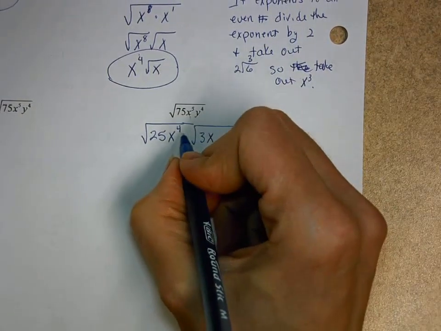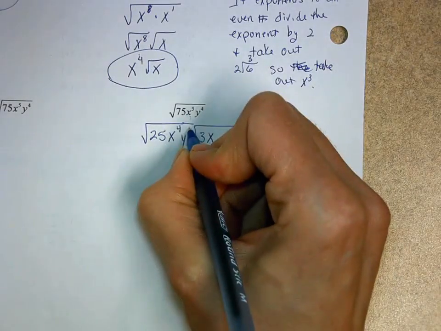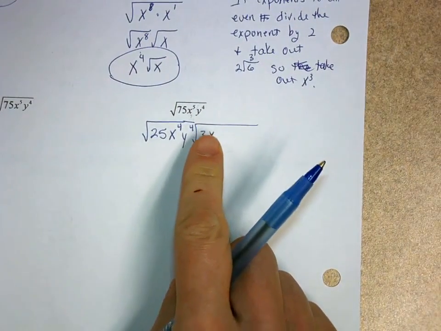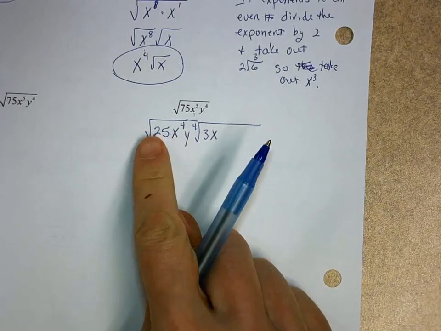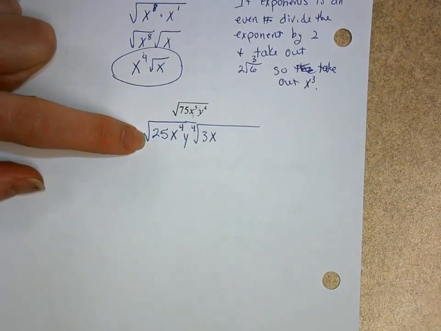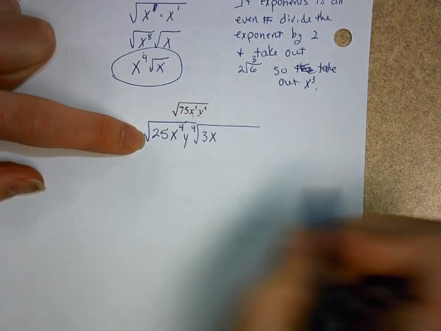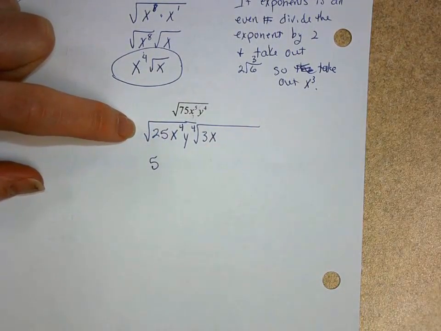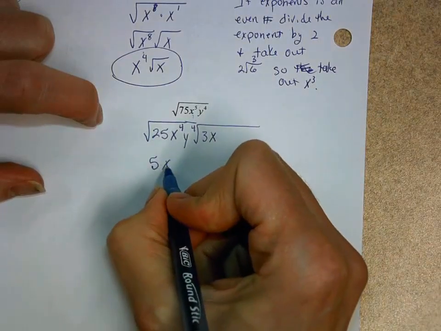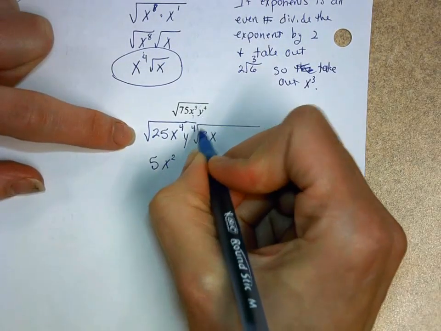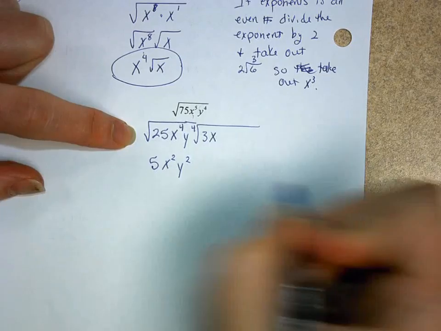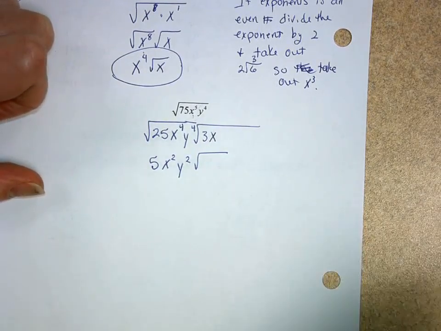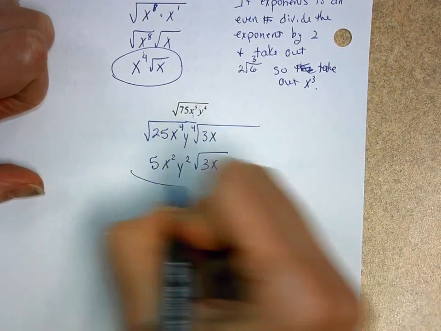It's going to be the one on the left, right? Because it's even, so it's y to the 4th. Now I should be able to take the perfect square number of every one of these. What's the square root of 25? What's the square root of x to the 4th? X squared. And then what's the square root of y to the 4th? Y squared. And then what comes along is what's left on the right, square root of 3x.